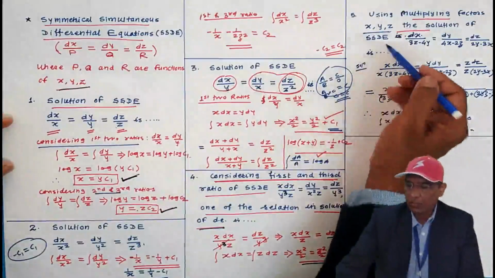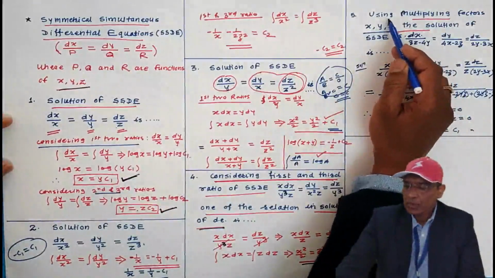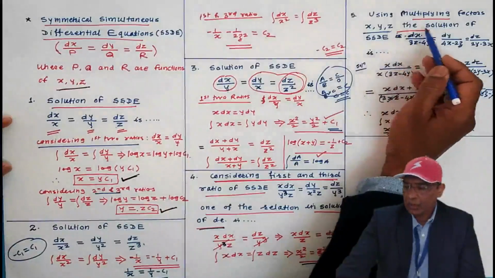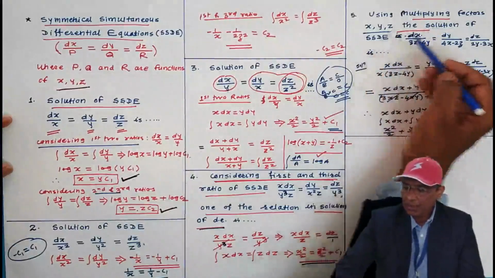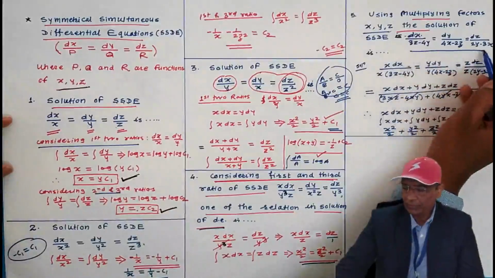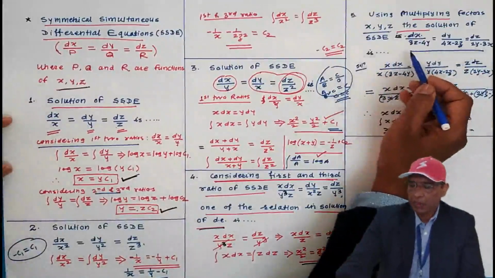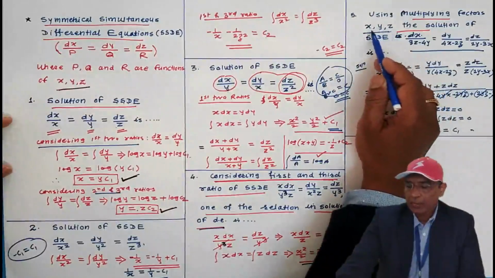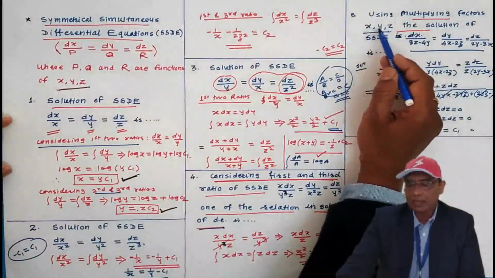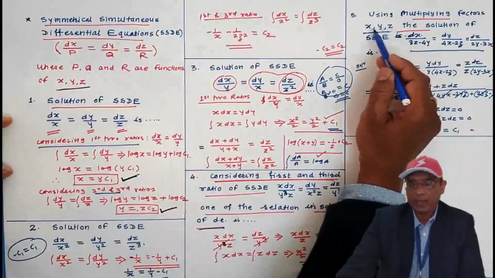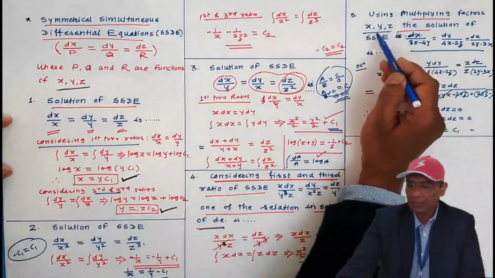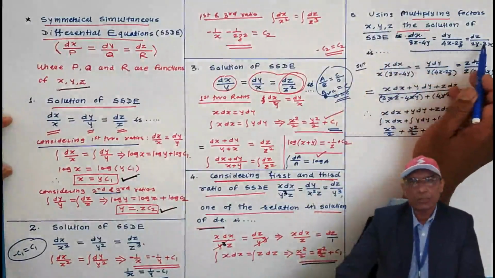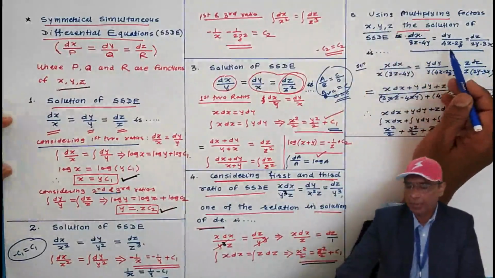Now, next problem and the last one, using multiplying factor. Here multiplying factors are given. The solution of symmetrical simultaneous differential equation is given to you. Here instruction is given to use multiplying factor. In examination, you may be given any other integrating factor or multiplying factor, and any differential equation you may be given. But this type of problems are simple.